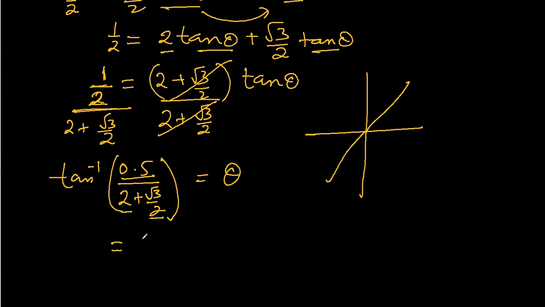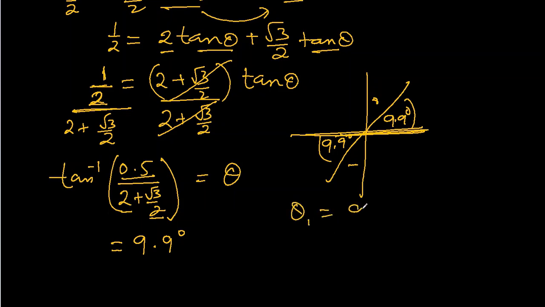And I got the answer 9.89. So to one decimal place, it will be 9.9 degrees. So 9.9 degrees in this quadrant and 9.9 degrees in this quadrant, with the horizontal line only. Never make this angle with the vertical here, never. So the first answer, theta 1, will be in the first quadrant, which is 9.9 degrees itself.